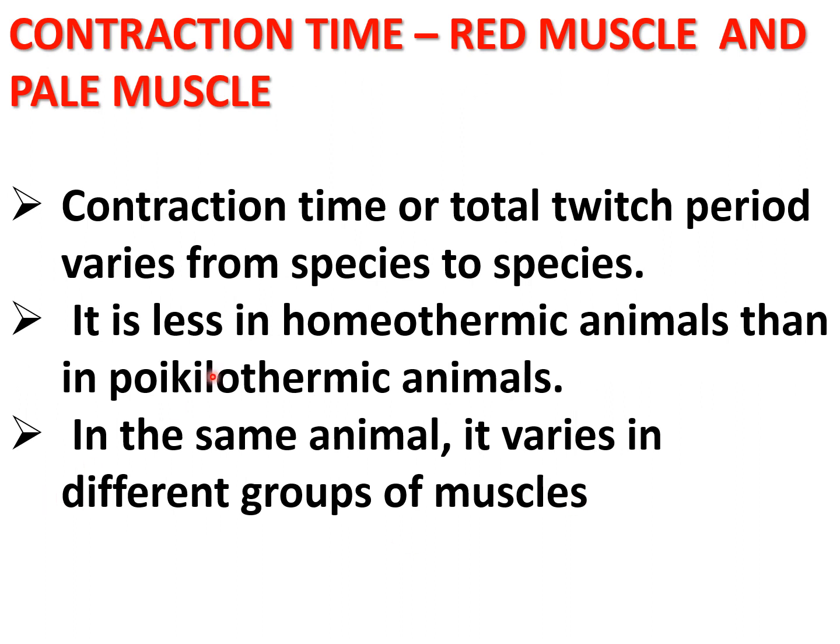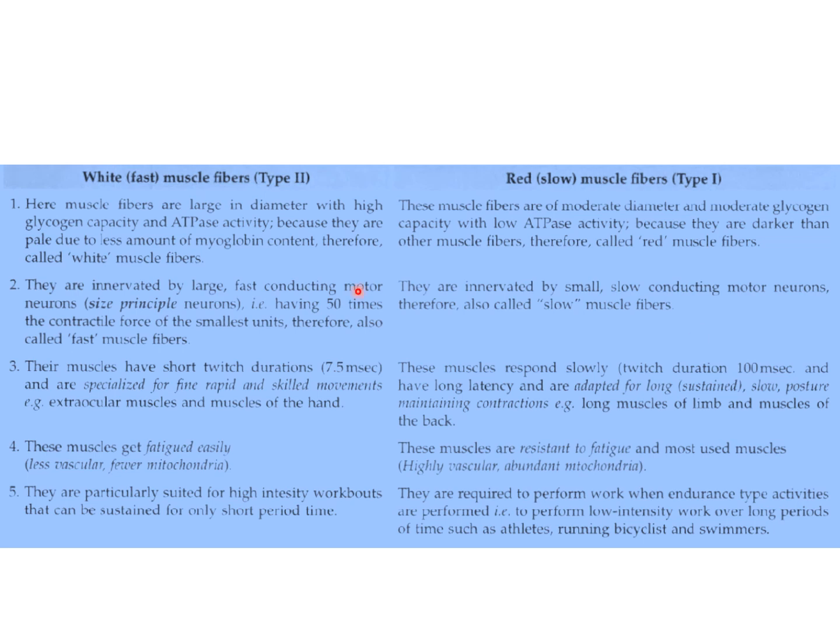Now contraction time, red muscle and pale muscle. Contraction time, or total twitch period, varies from species to species, and it is less in homeothermic animals than in poikilothermic animals, and in the same animal it varies in different groups of muscles. So these are the differences between the fast muscle fibers and slow muscle fibers.